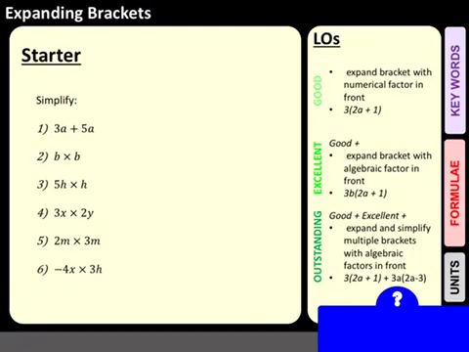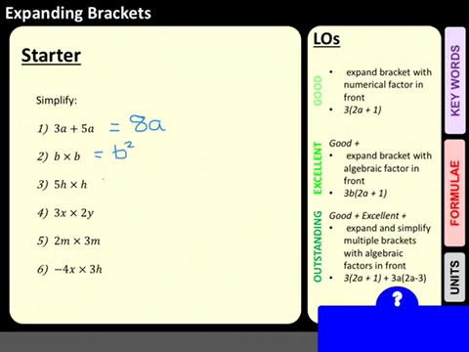So in this video we're looking to expand brackets that will have a single factor in front. So just for our little starter, we're going to check that we're happy with adding and multiplying different terms together. So 3a plus 5a we could simplify to 8a because they're both in terms of a. b times b will give us b squared.